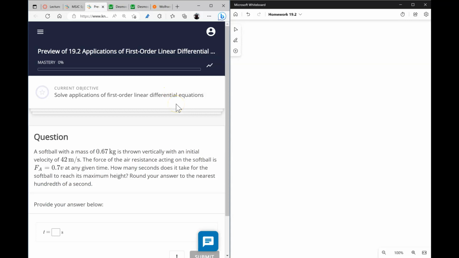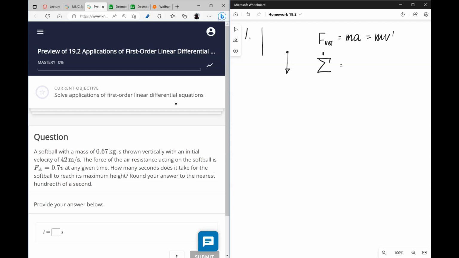And here's the first question. And the idea is very simple. We have a flying object of certain mass, and when the object is moving, its net force produces acceleration a, which is the derivative of its velocity function, but on the other hand, the net force is equal to the sum of all other forces acting on the object.